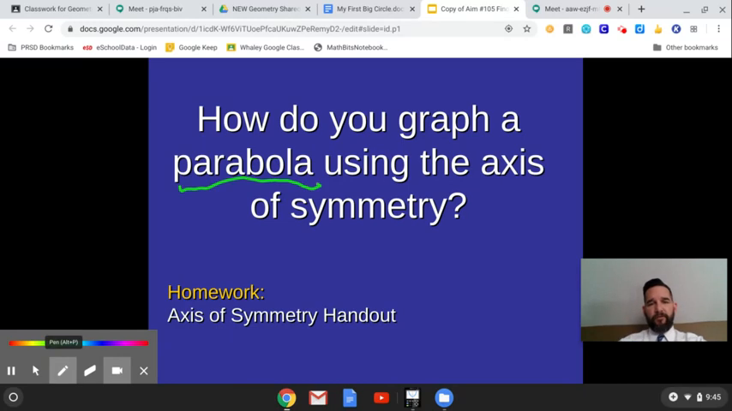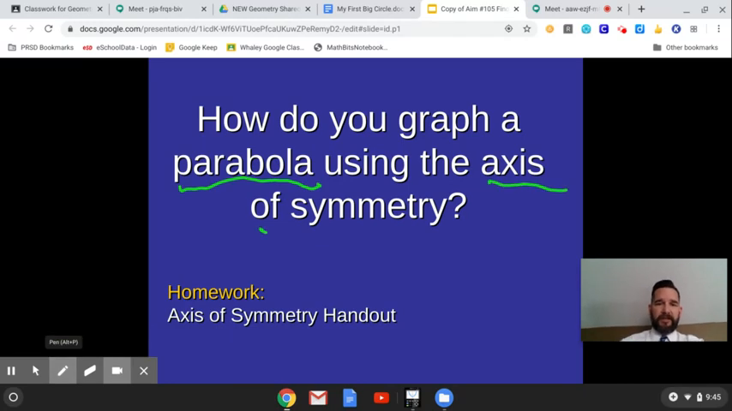And we also talked about what an axis of symmetry is, and talked about a turning point. Turning point is sometimes called the vertex. And it can be a minimum or maximum point. Talked about all those things yesterday.